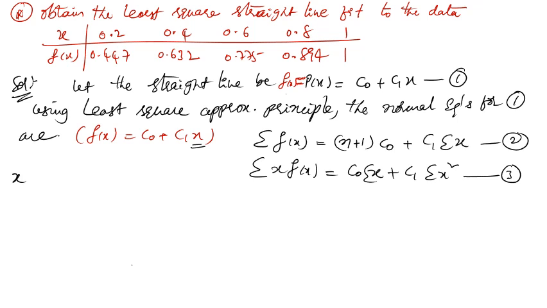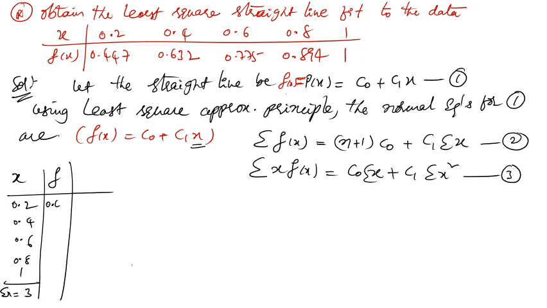So find all the values x, f. What are the required values? Form a table. x: 0.2, 0.4, 0.6, 0.8, 1, and sigma x is 3. f values: 0.447, 0.632, 0.775, 0.894, 1, and sigma f value is 3.748.